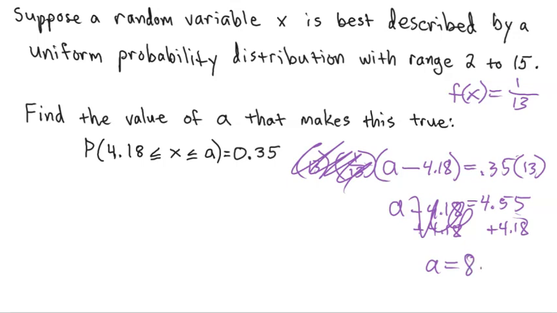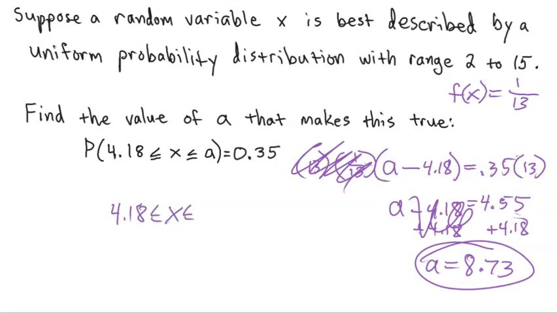So the other number is 8.73. So the probability that X is going to be between 4.18 and 8.73 is 0.35. Okay, let's try another one just like this.